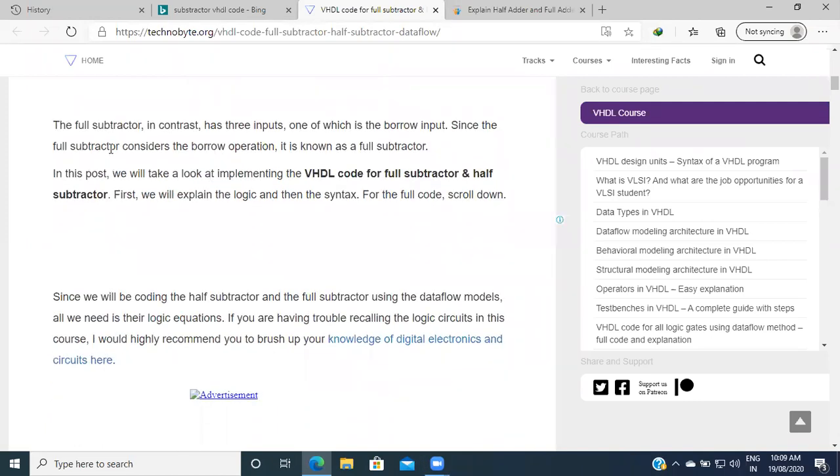The full subtractor, in contrast, has three inputs, one of which is the borrow input, or here the inputs are A, B and borrow in. Since the full subtractor considers the borrow operation, it is known as the full subtractor, because here the borrow input is present.